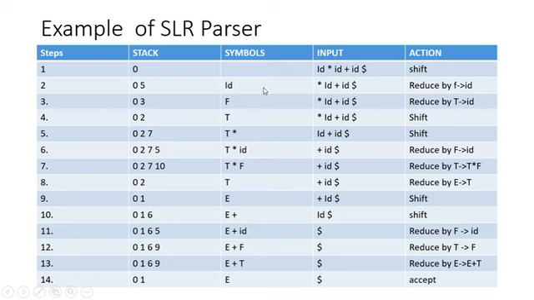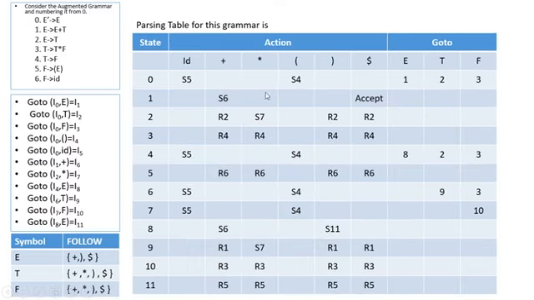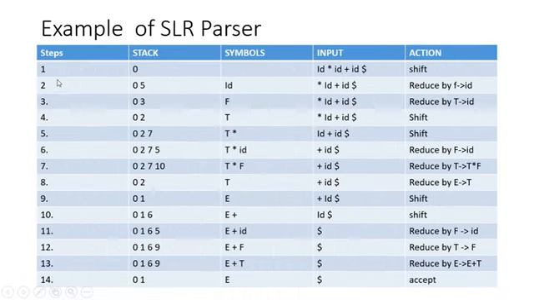Again we compare 5 with asterisk. So look at the table. 5 with asterisk, it is a reduce of 6. Reduce 6 means F derives ID. So you can see that F is the symbol which has been taken out. Now immediately what is happening is 5 is taken out of the stack. Now it exposes 0 with F.